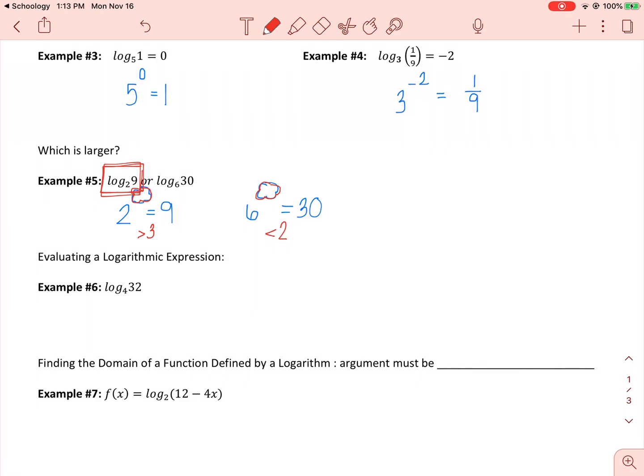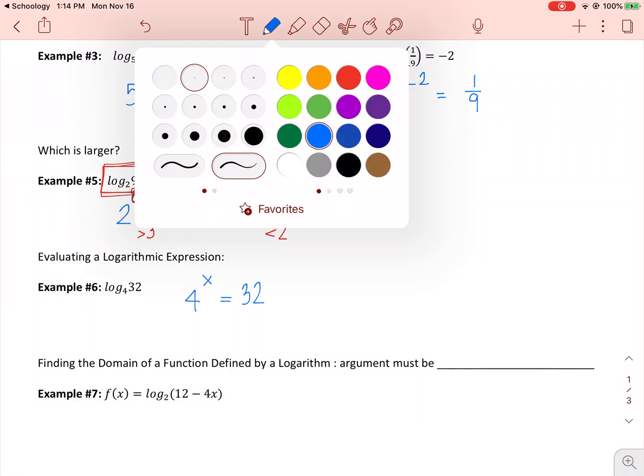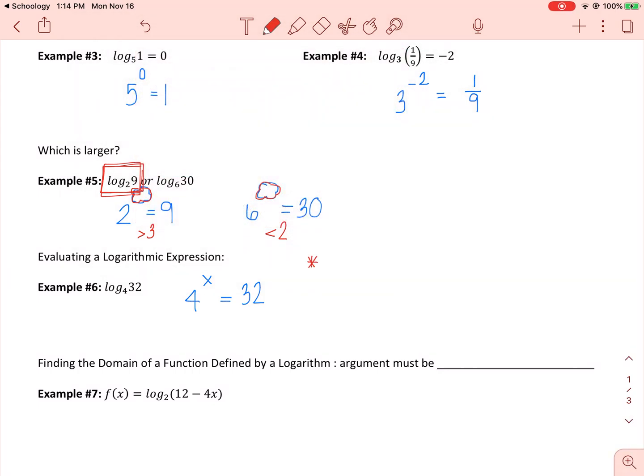Example 6, evaluate a logarithmic expression. Okay, now when it's an expression and it's in logs, our first step is let's change it into exponent. That means you'll have 4 raised to a power, we don't know what that is, going to equal my argument of 32. That's just log to exponential. Well, realize we have this special rule that if you have the same base that are equal, then you're going to have equal exponents.